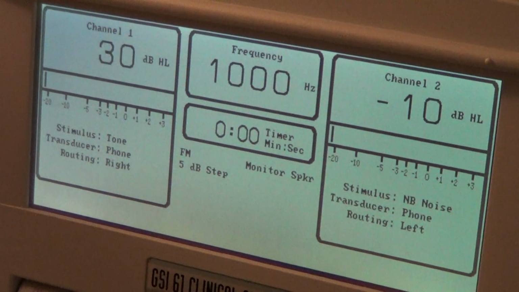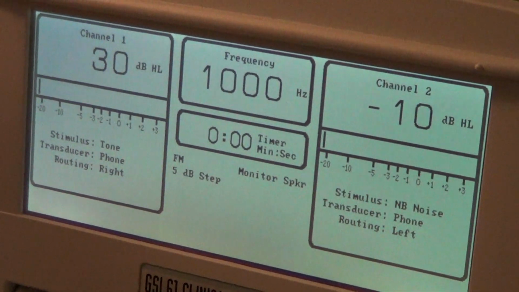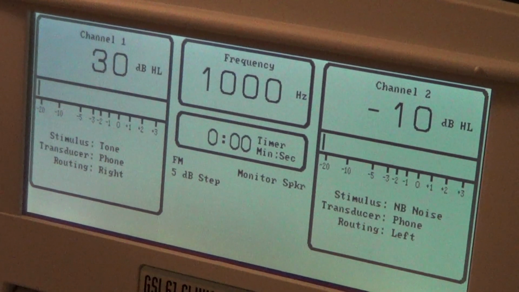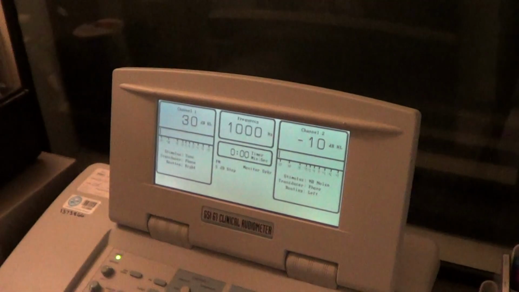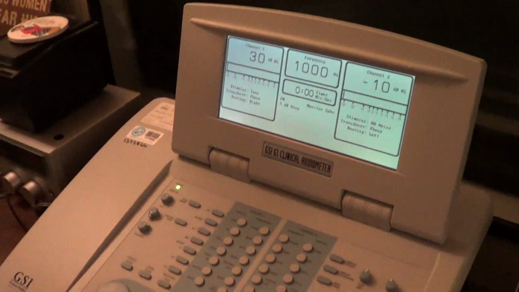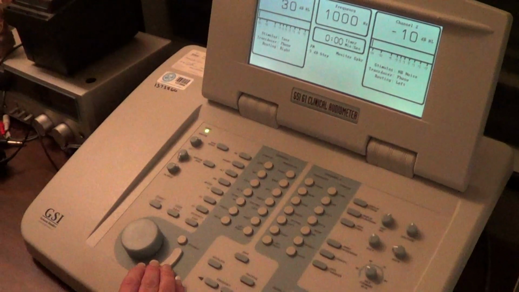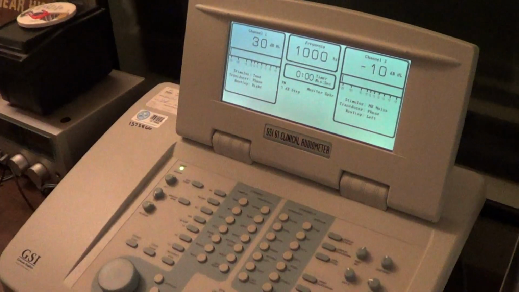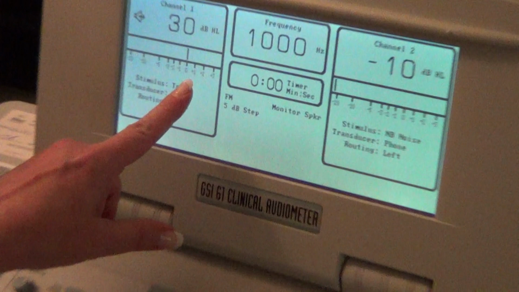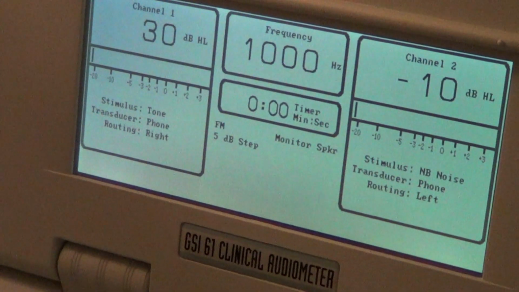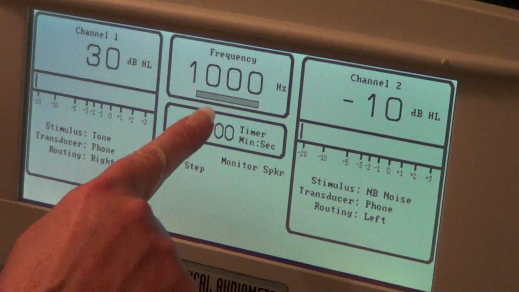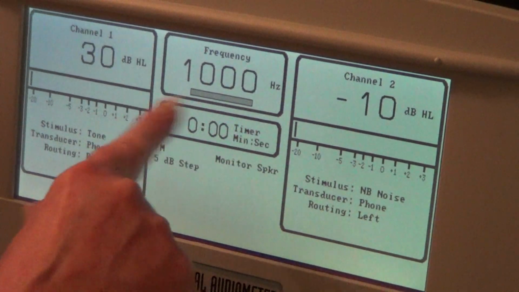So your patient would be over in the patient room and you would have already given them instructions. So we're going to go ahead and start here at 1000 hertz at 30. I'm going to present the tone, which you'll see comes right over here. Now if the patient hears it, they'll respond by pushing the patient response button, which will show up right there.